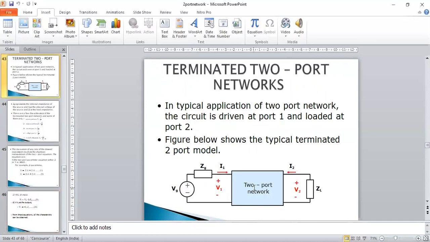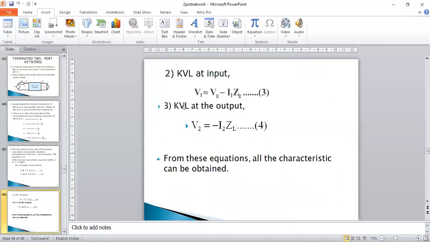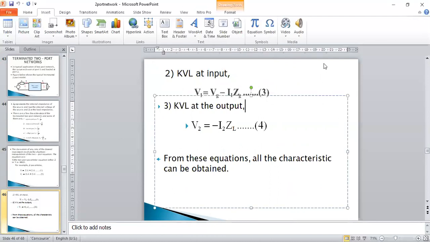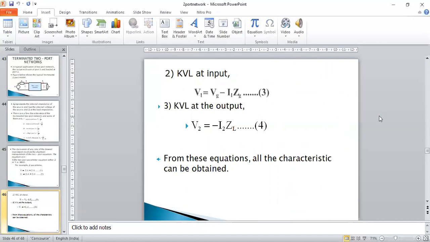This is the terminated two-port network figure. Applying KVL on this input side, let's see what happens. Once we have applied KVL at the input side, the input voltage V1 is equal to VG minus I1 ZG, and it is written as equation number 3.